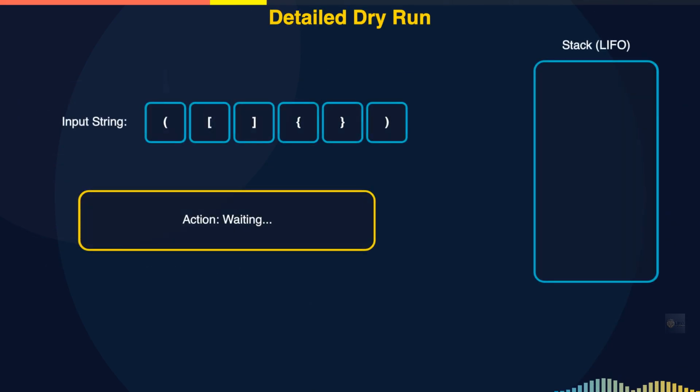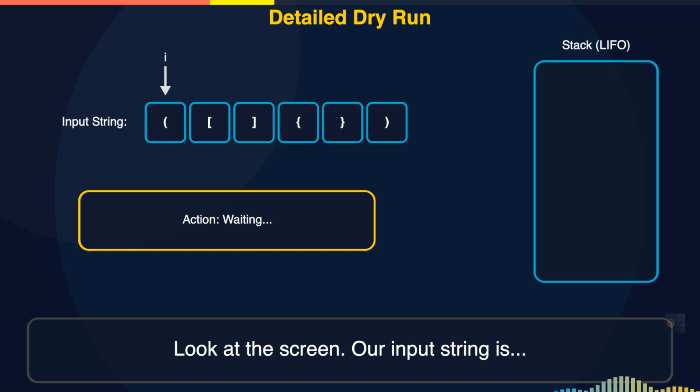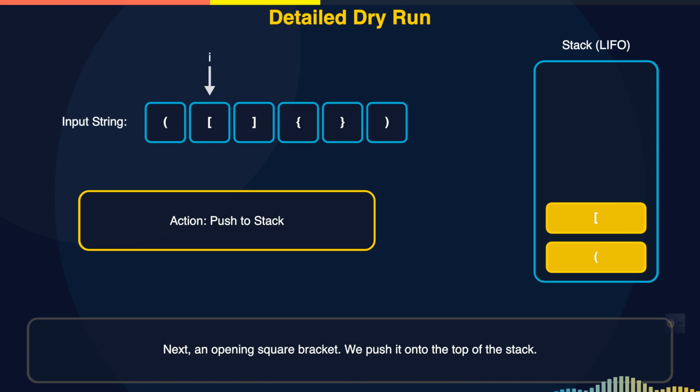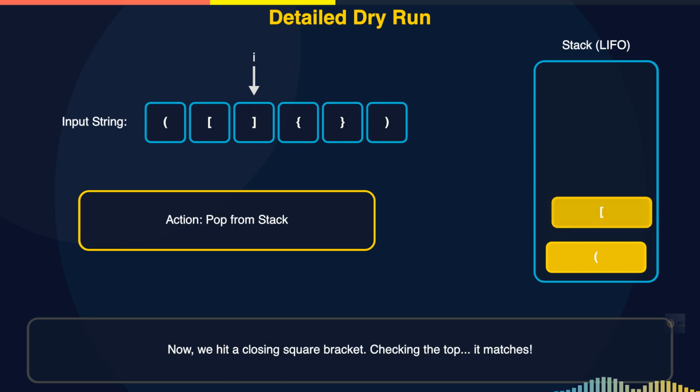Look at the screen. Our input string is an opening parenthesis, opening square bracket, closing square bracket, opening brace, closing brace, closing parenthesis. We start at the first character, an opening parenthesis. The stack is empty, so we push it on. Next, an opening square bracket. We push it onto the top of the stack. Now, we hit a closing square bracket. We check the top of the stack. It's an opening square bracket. That's a match, so we pop it off.